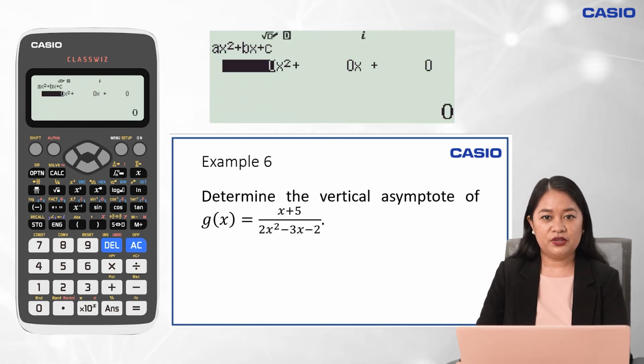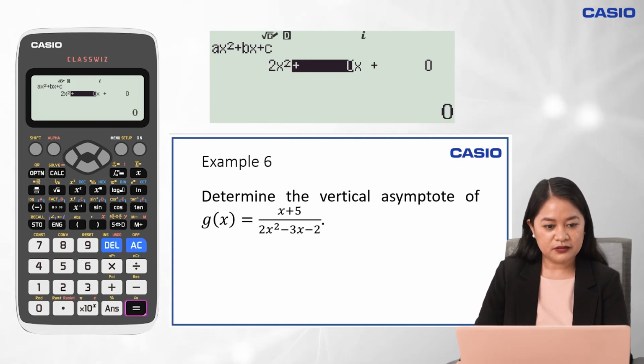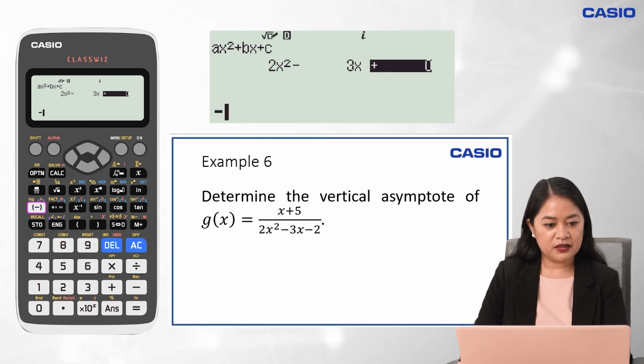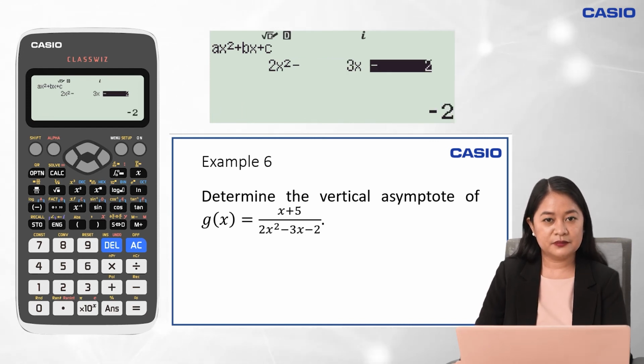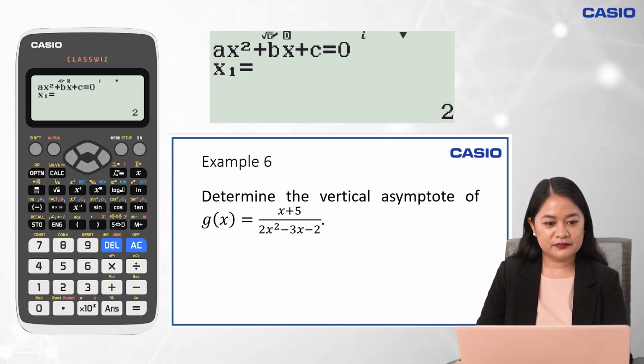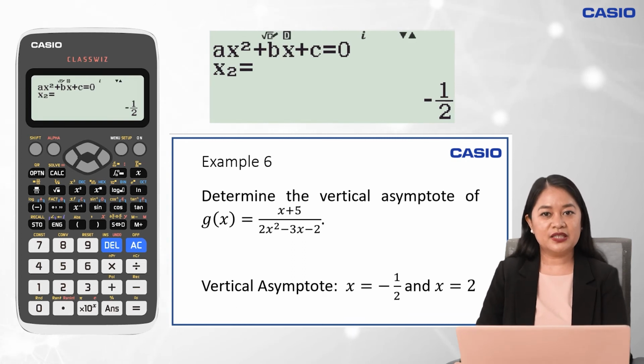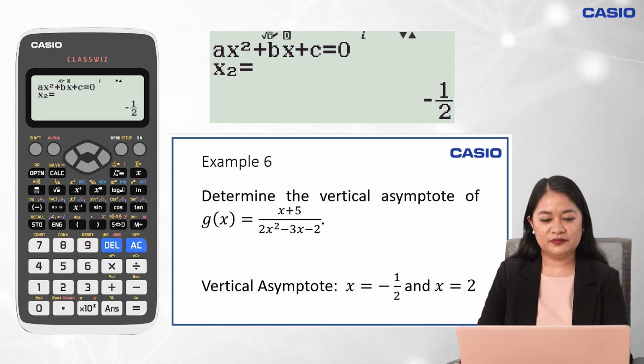Input each coefficient of the quadratic expression and press equal to enter each value. So we have 2 for A, negative 3 for B, and negative 2 for C. After which, just press the equal button to determine the zeros. With this, the vertical asymptotes are x equals negative 1/2 and x equals 2.